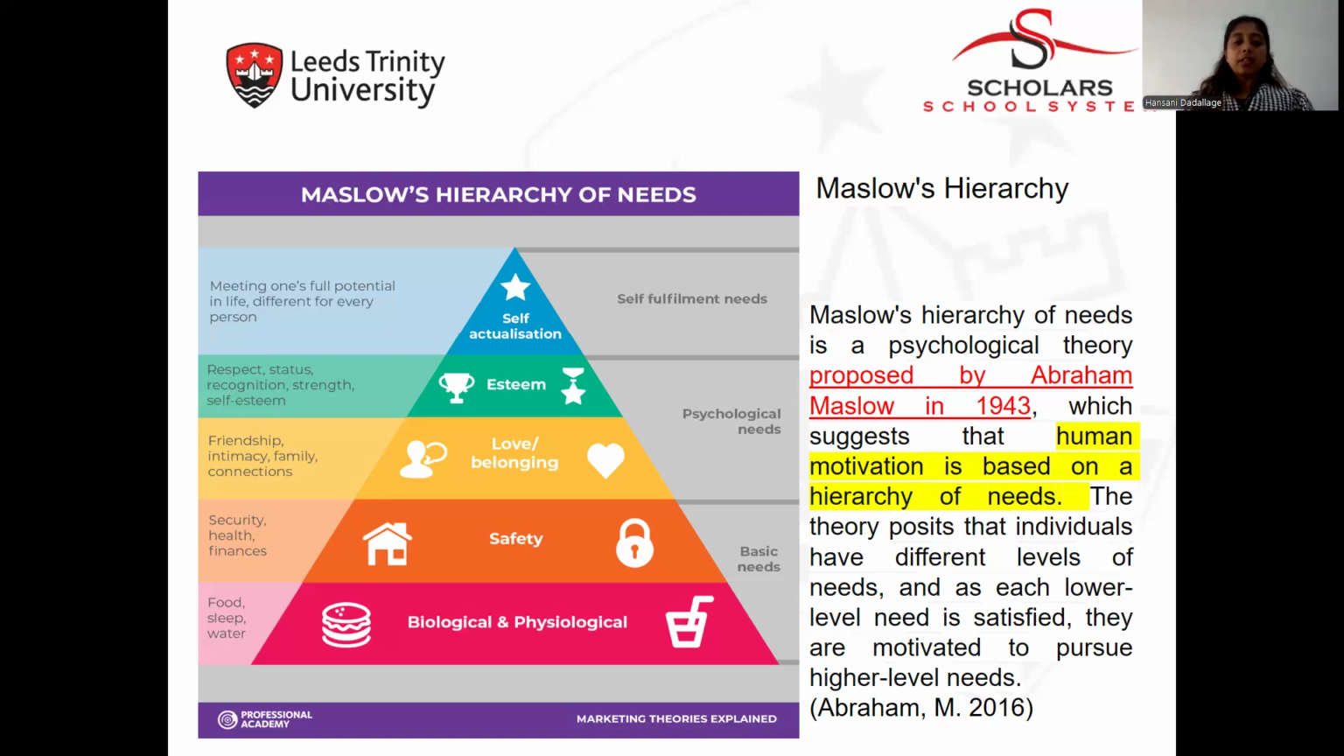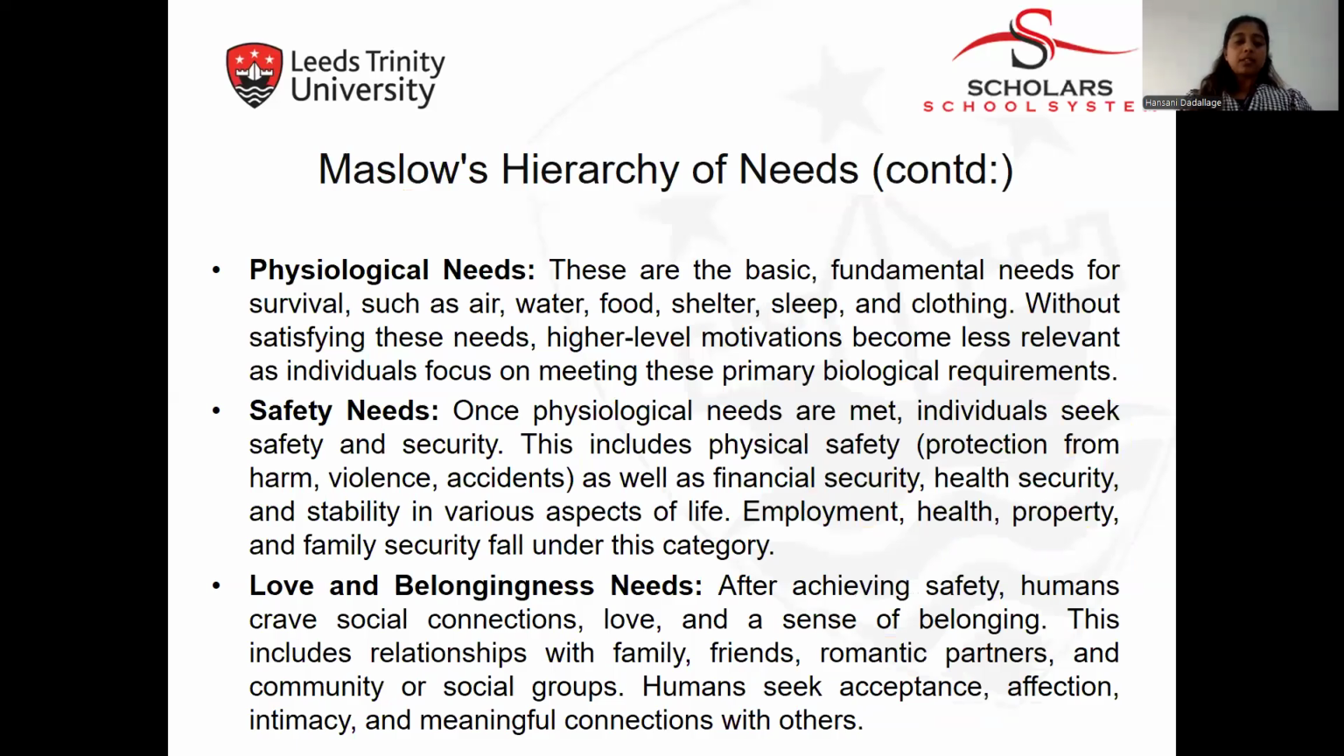And the highest level in the hierarchy of needs is self-actualization needs or self-fulfillment needs. This means meeting one's full potential in life. And this is different for every person. So let's discuss these 5 levels in detail, starting with physiological needs.